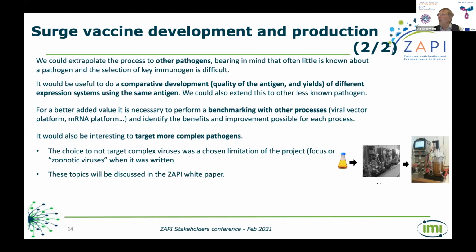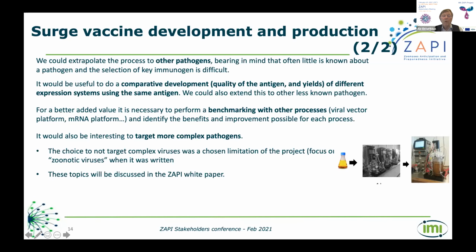And if it were to work for African swine fever, that would be fantastic, of course, but that's probably not the case. And it would be useful to do a comparative development in quality of the antigen and yields of different expression systems using the same antigen. And for a better added value, it's necessary to perform a benchmarking with other processes, obviously, and identify the benefits and the improvements of the process.